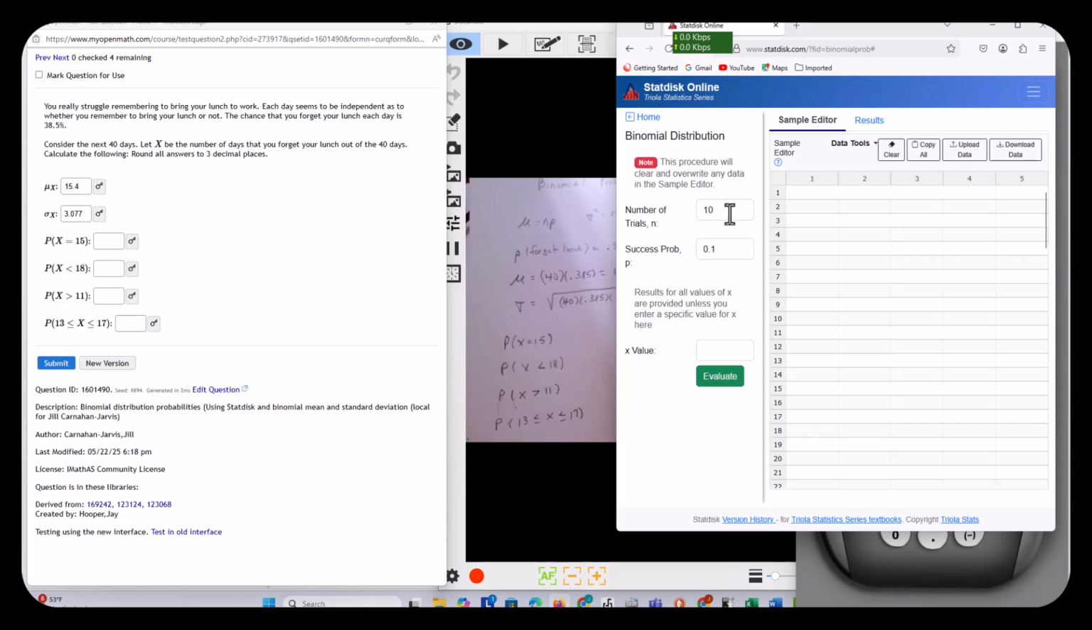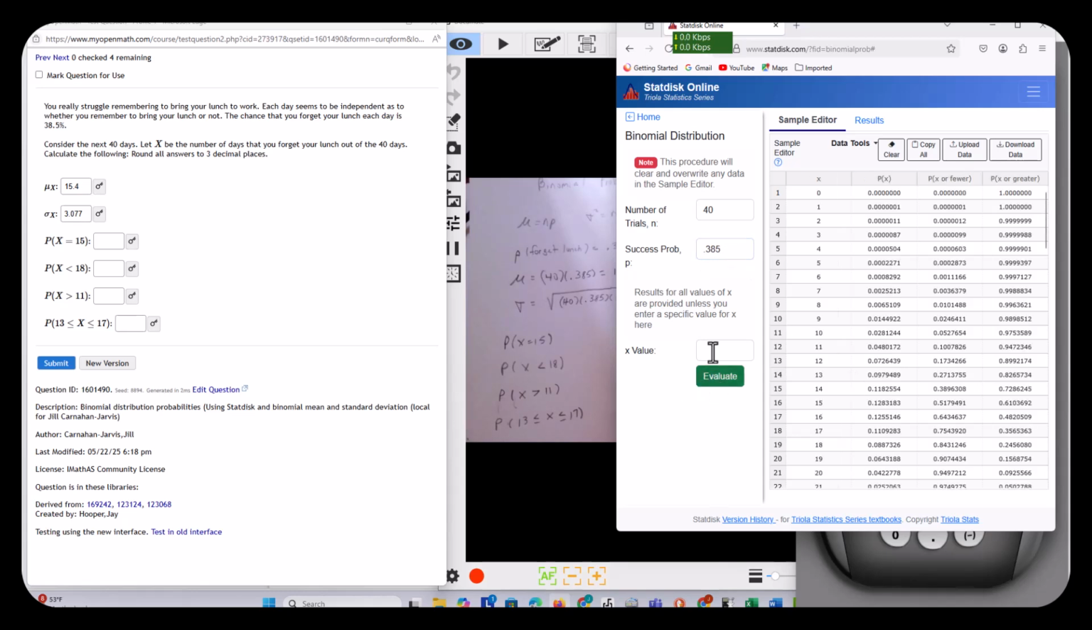Okay, so we know n is 40. And the probability of success is p, which is that you do forget your lunch. It's going to be 0.385. Since I want all values, I just click evaluate.